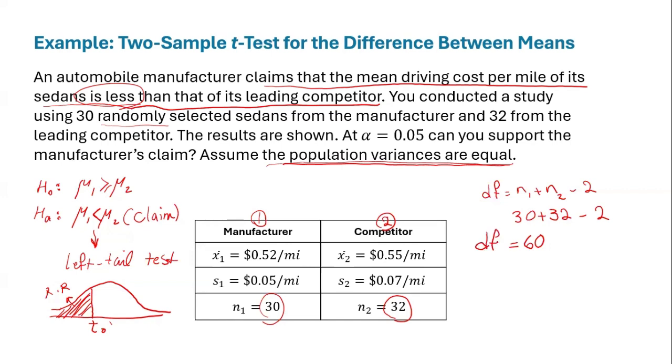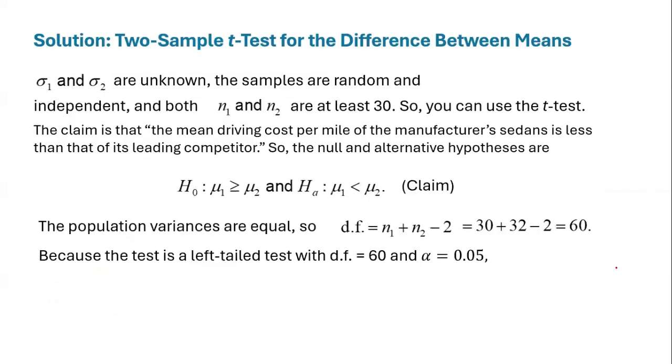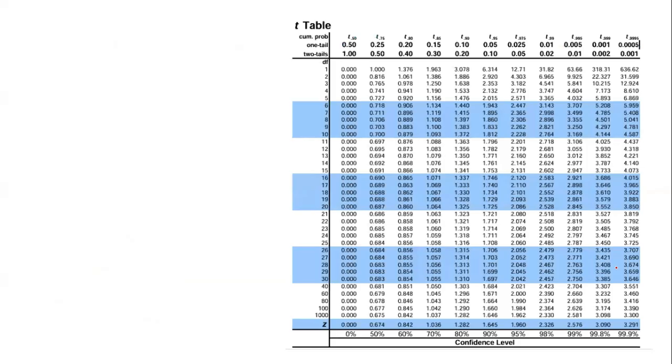And I know I have a left tail test. That means this area is the area on the left. So 0.05, it's one tail. So now I look at the t-table, and after looking at the t-table, one tail 0.05 and 60 for the degrees of freedom, the answer is 1.671. This is my critical value.